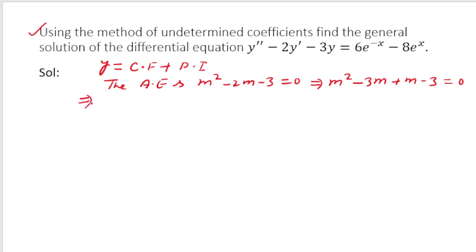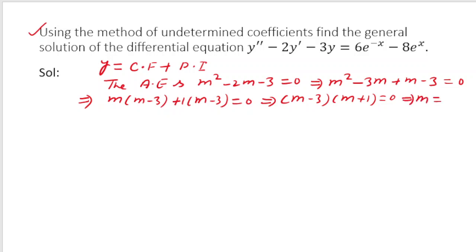So this will give me what? m can be taken common, so I will get m minus 3 plus 1 can be taken common, so I will get m minus 3 is equal to 0. So this is like m minus 3 into m plus 1 is equal to 0. This gives me m is equal to 3 and minus 1. So the complementary function part is c1 e to the power 3x plus c2 e to the power minus x. Okay, so I believe that up to this, things are absolutely clear. There is no confusion till now.